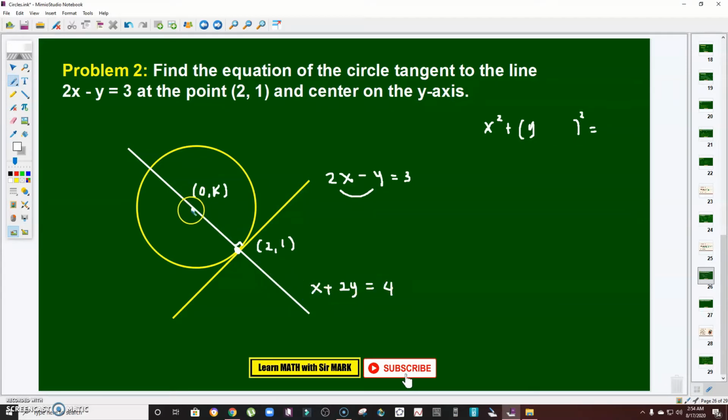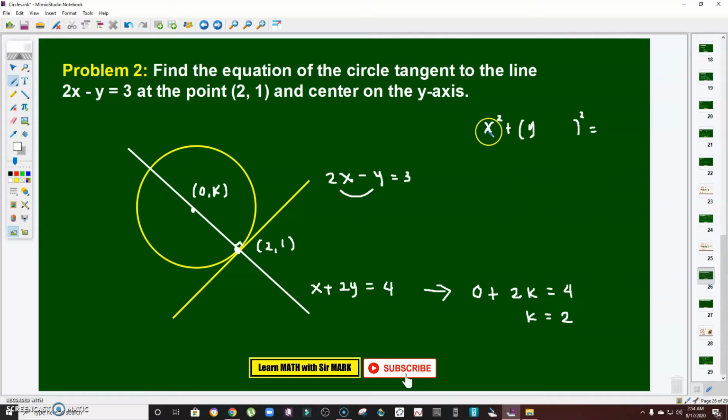Likewise, observe that my center, which is (0, k), is also on this line, x plus 2y equals 4. So all you have to do, like what we did with (2, 1), is plug in (0, k) in place of x and y respectively. So that is 0 plus 2 times k, which is equal to 4. Clearly, the value of k here is 2. See that? So I already have k.